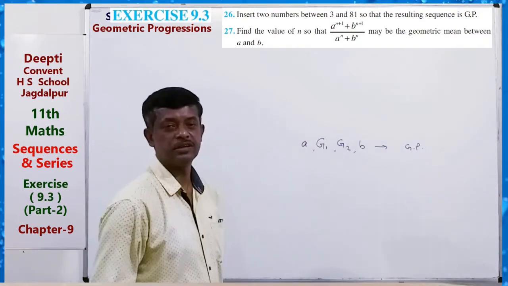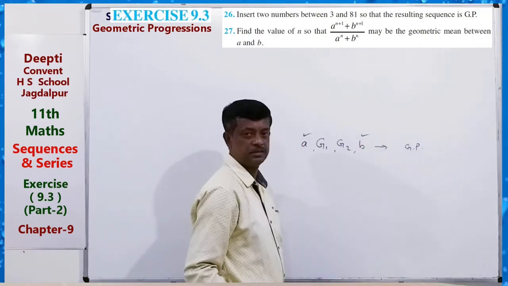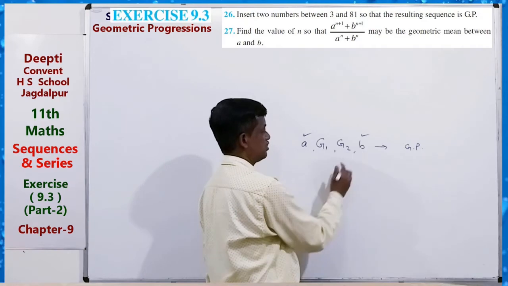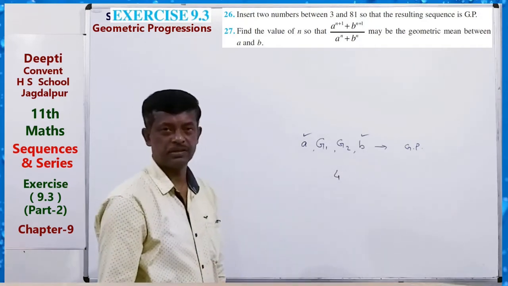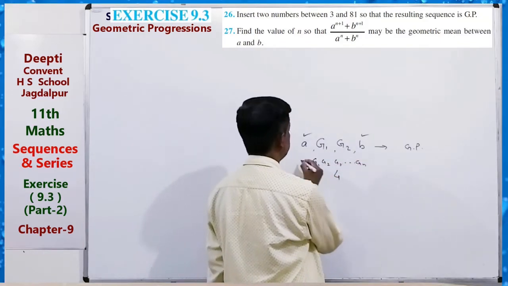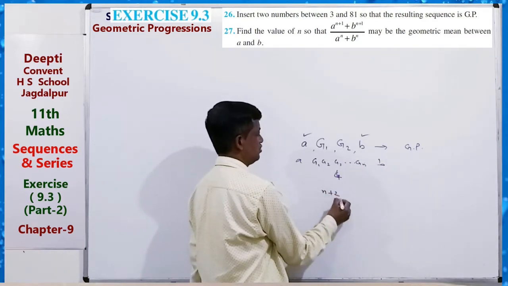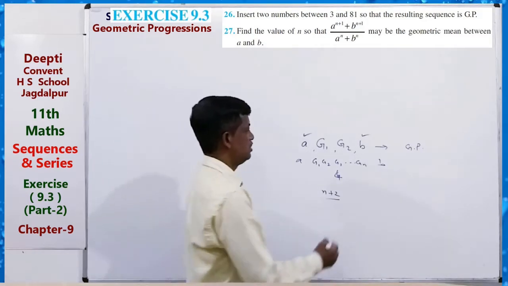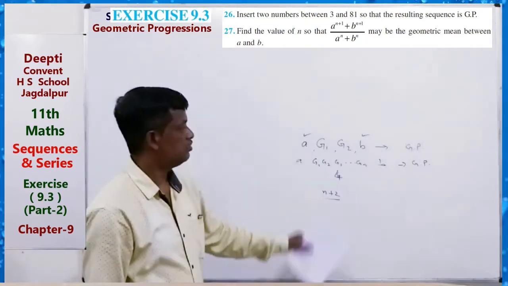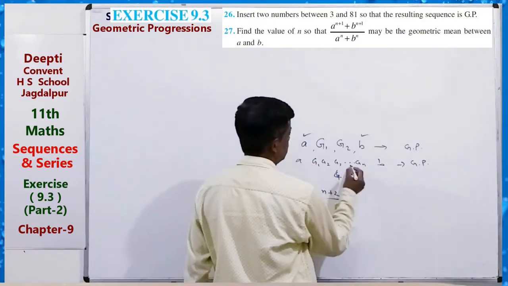Suppose we are inserting two numbers here. First number is this, last number is this. Two numbers are inserted, so 1, 2, 3, 4. So number of terms is 4. Similarly, you can insert Z1, Z2, Z3 up to Zn, n numbers between A and B. So the number of terms will be n plus 2. This will be a GP, similar to arithmetic progression.